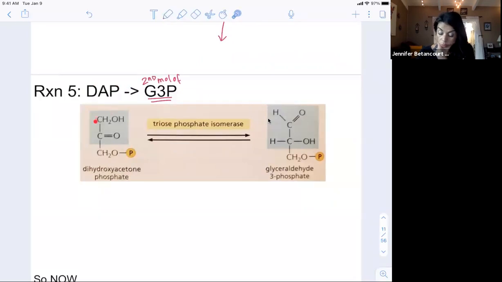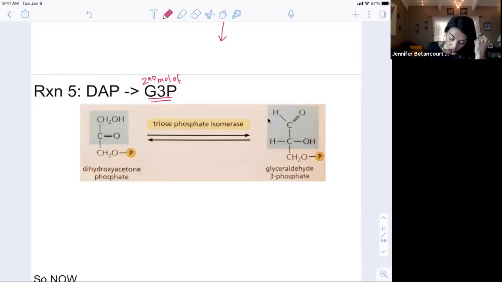So let's look at the blue region here. Here's your DAP. The enzyme that catalyzed the modification is called triose phosphate isomerase. So what does the enzyme do? Isomerizing, changing the structure. Who is it changing the structure of? It's changing it of some triose phosphate.